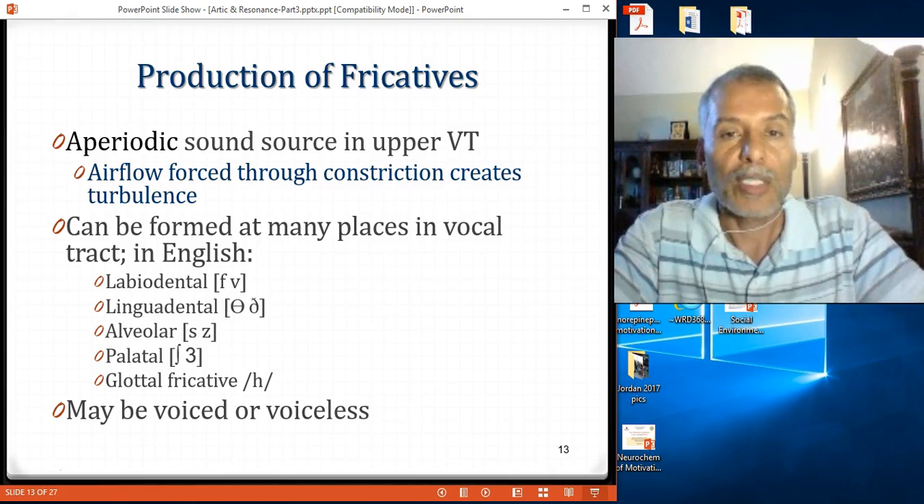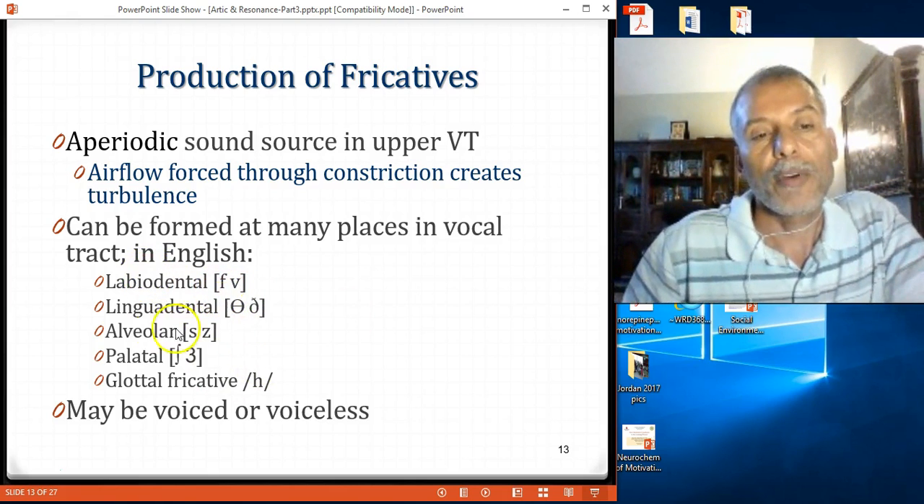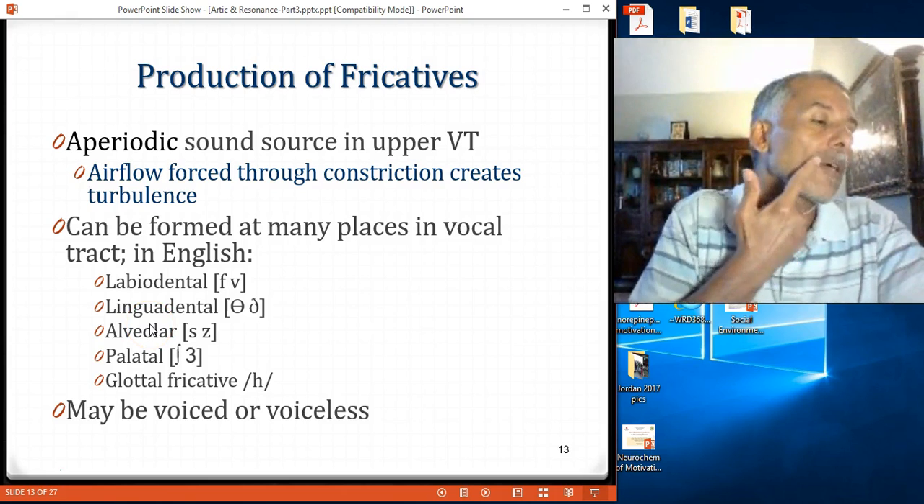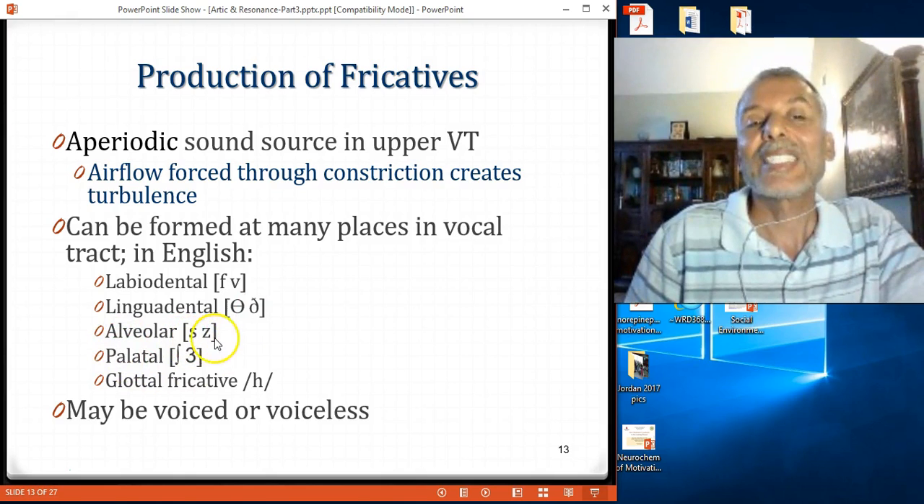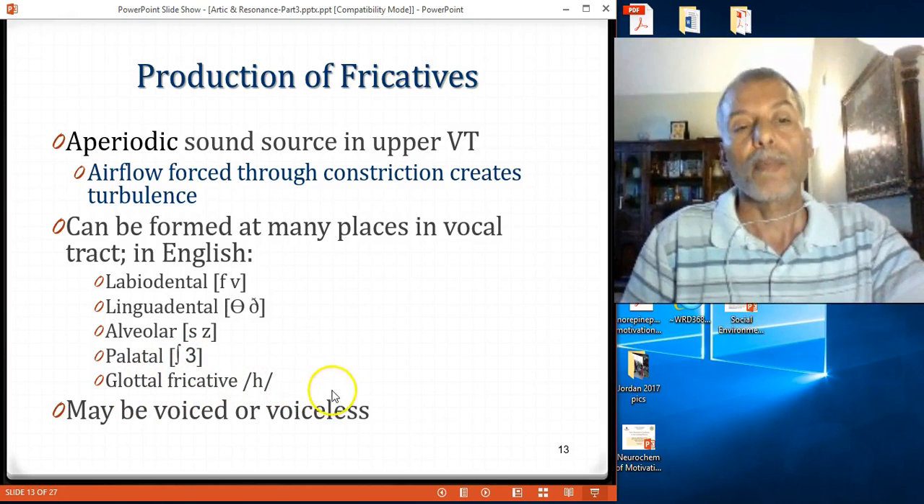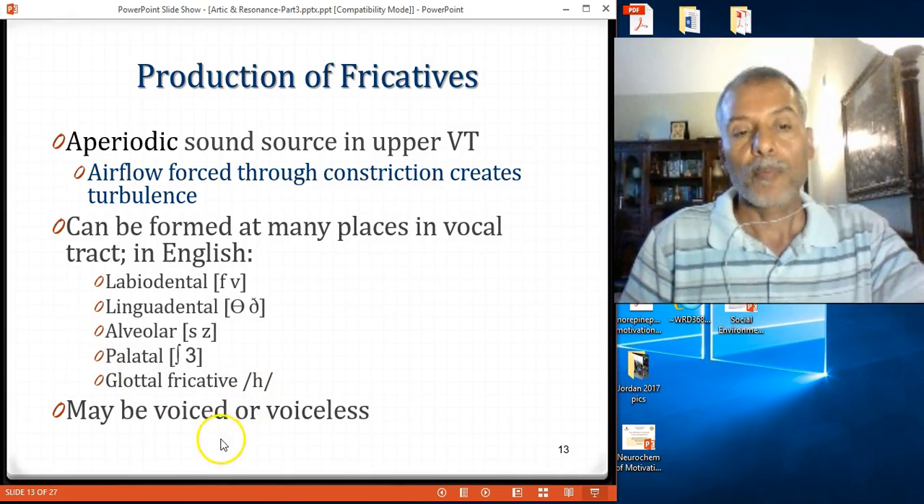To produce them, you have that constriction that creates turbulence, and we described the labiodental fricatives, f, v, and you notice we trace them from front and go back, and then linguodentals, or you call them also interdentals, th and the, and alveolars, s and z, and then you have palatal sounds, sh and zh, and then you have the glottal fricative, h. So these are the four cognate pairs and the single. So they are nine.